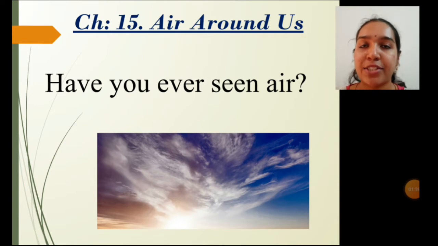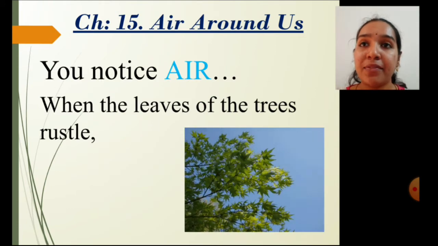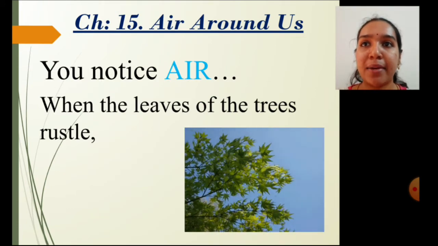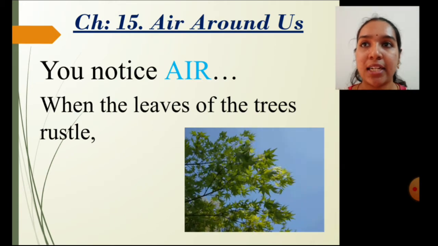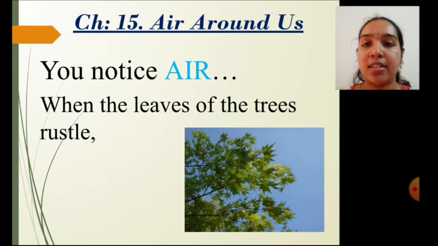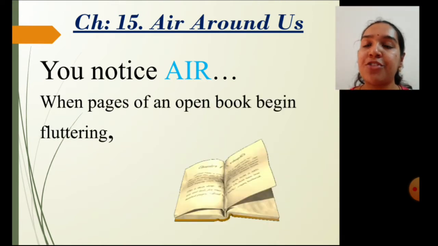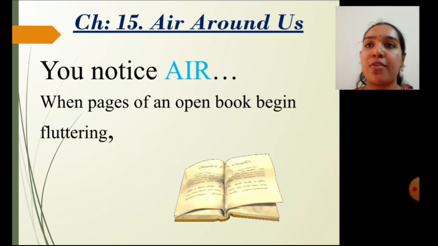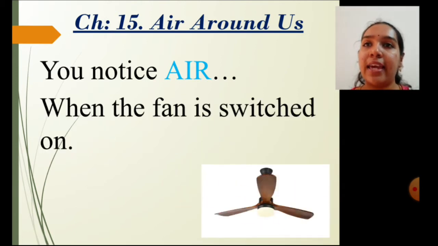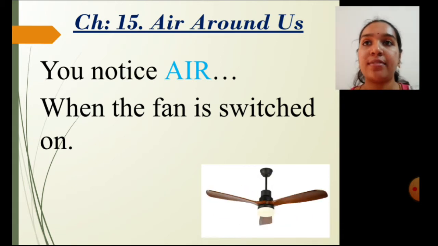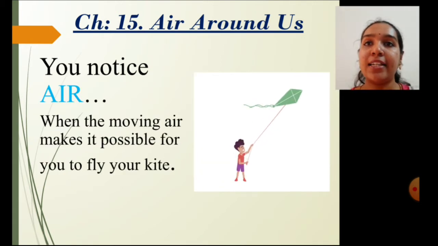Now we all know that we don't see air, but we can feel it. But we can identify the presence of air by observing certain things in nature, like when leaves of the trees rustle, or when clothes hanging on a clothesline sway or move due to the breeze. The fluttering pages of a book is also the presence of air. The air we feel when the fan is switched on. The kite being able to fly in the sky due to air.